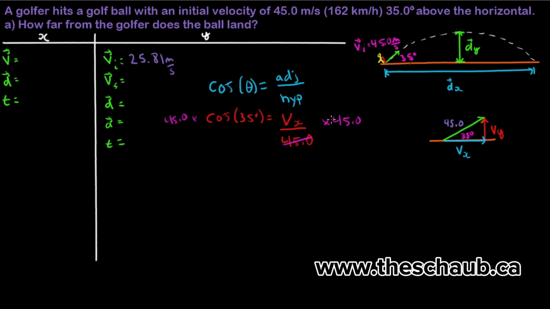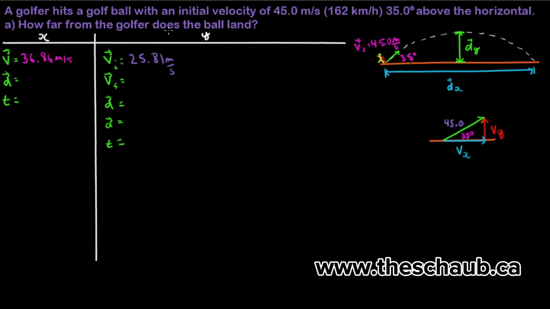On this side, our 45 and our 45 equal 1, so we're left with just Vx. And on this side, we have 45 multiplied by cos of 35, and we get 36.86 meters per second. This is our velocity in the x direction. So we can add that up here, 36.86 meters per second. And again, we keep an extra decimal place to avoid rounding errors. We're now ready to start solving.